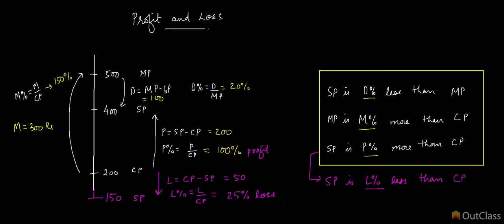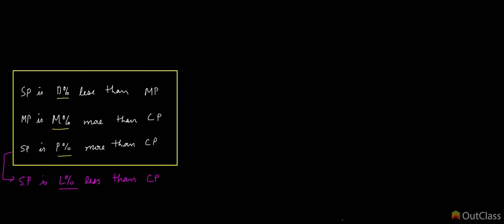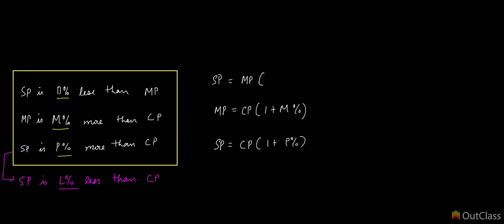So based on these definitions, the formulae are pretty simple. SP is equal to CP into 1 plus P%. MP is CP into 1 plus M%. And SP is MP into 1 minus D%. Again, if it is a loss situation, SP is equal to CP into 1 minus loss percent.